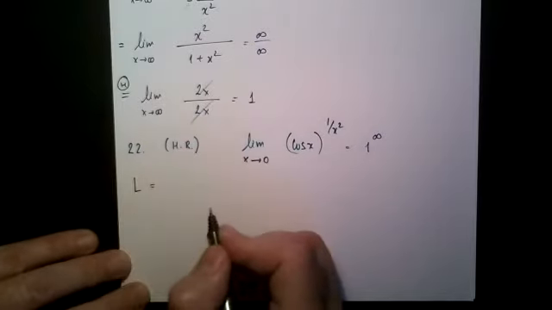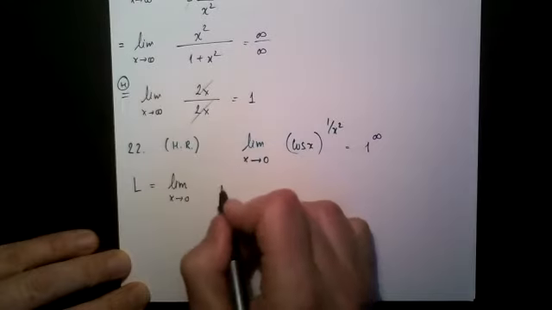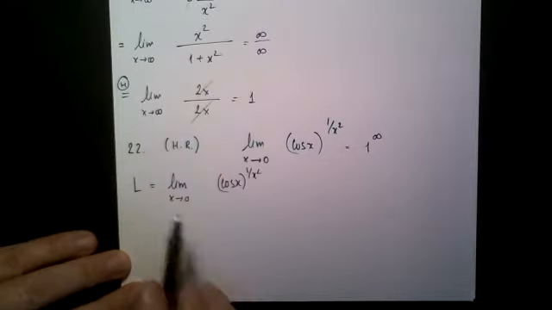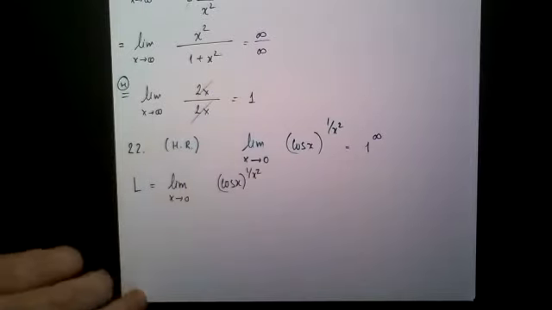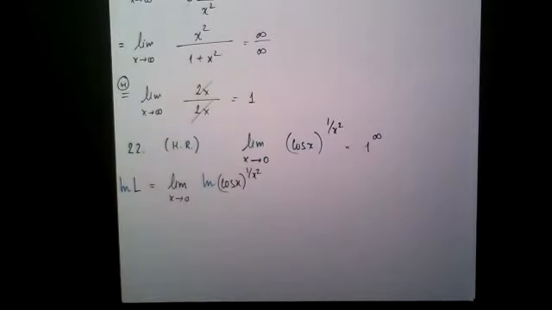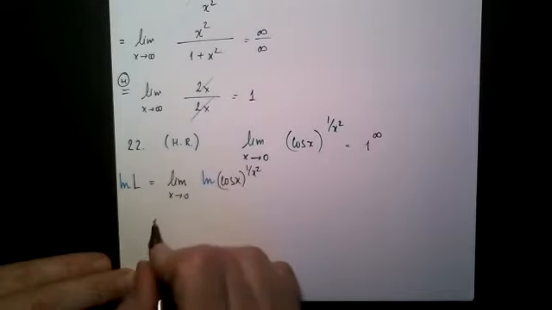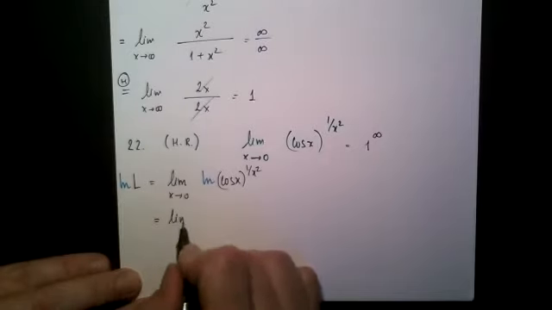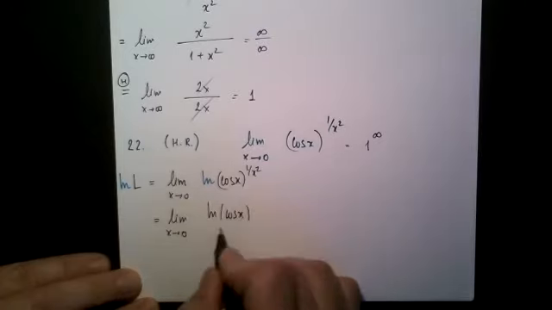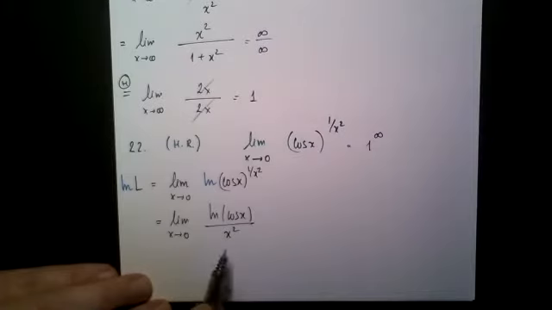You remember? I guess you don't. We call this limit L. And then what do we do? We take the ln on each side. ln here, ln here. That way I can bring the exponent in front. So ln of the limit is the limit as x approaches 0 of ln of cosine of x, times 1 over x squared, which is in front, so it appears on the bottom.